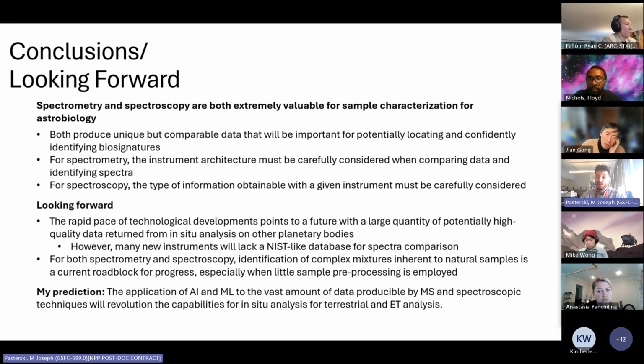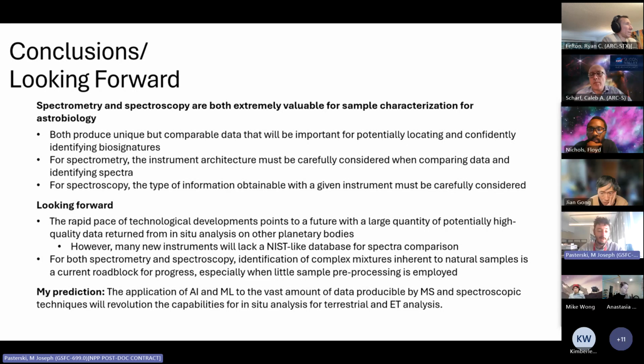And a really important note that I don't know if it hit hard enough is that for both spectrometry and spectroscopy, identification of single compounds and complex mixtures, which are inherent to natural samples, is a current roadblock for progress, but something that ML has shown the potential to help with. So my prediction is that the application of AI and ML to the large amount of data that we're going to be able to produce going forward by mass spectrometry and spectroscopic techniques will pretty much revolutionize what we can do for in situ analysis, both on Earth and for ET analysis for planetary samples.